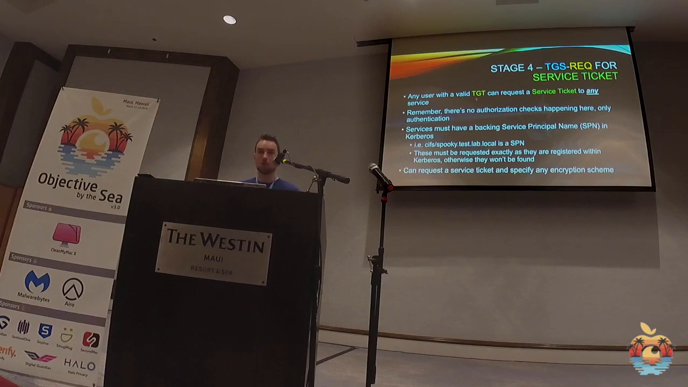There are no authorization checks happening, right? Just authentication. Services must have the backing SPNs. The example here is we're looking for the CIFS service. Spooky.test.lab.local is an SPN that we can use. And we can specify any encryption scheme that we want. So we can say we have the AES-256 hash and that we want the ticket to come back in RC4. We can do all these granular requests if we're doing this manually on the wire.